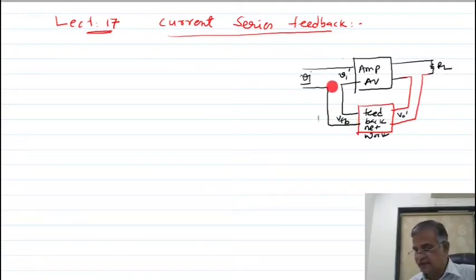And this feedback is in series with the input signal, so it is called current series feedback. Today we will see one current series feedback circuit, and we will do the analysis of the circuit. So let us start with the circuit diagram of a current series feedback.